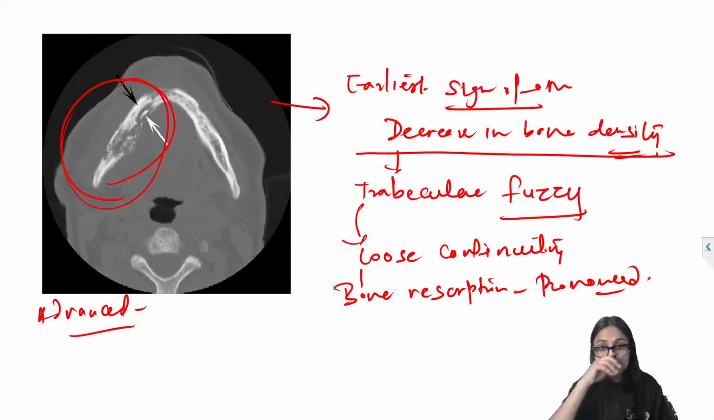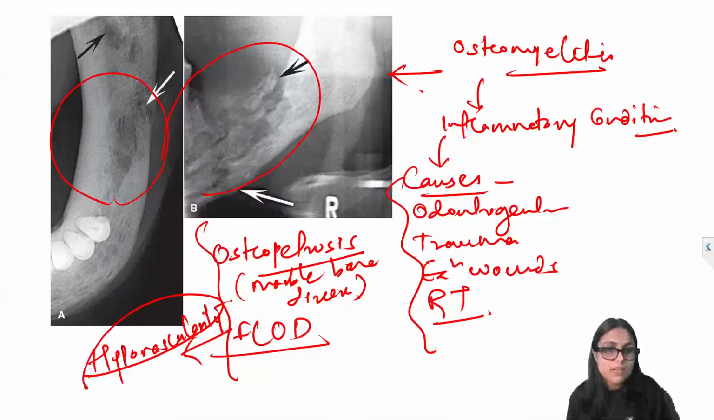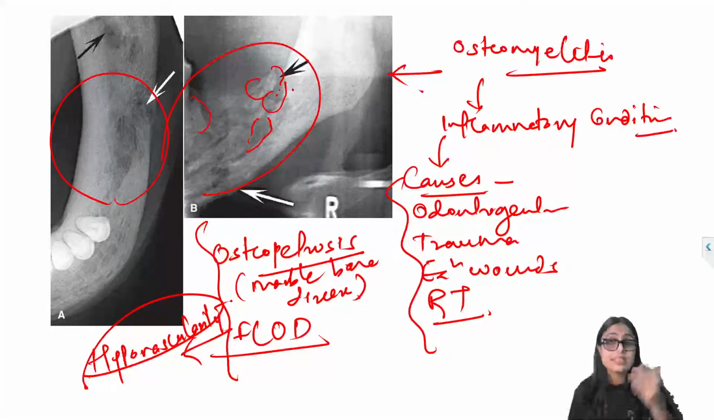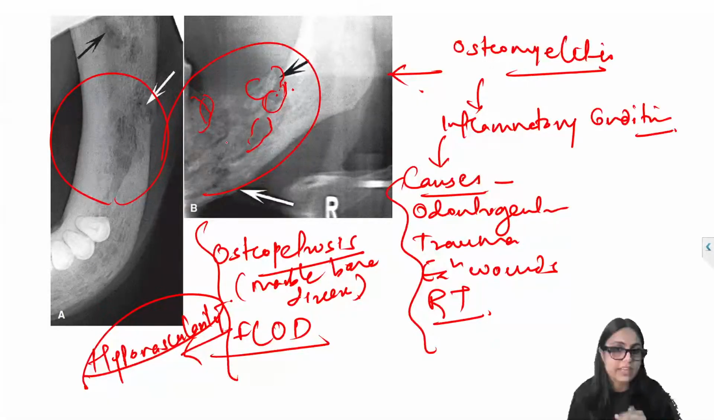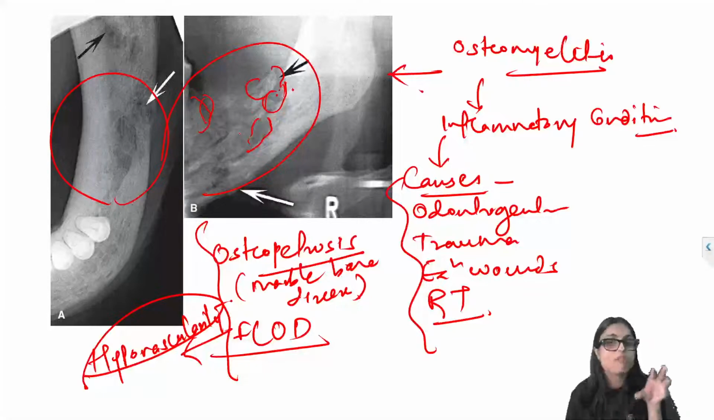How will it appear? There will be multiple foci. Can you see? There will be multiple foci of rarefaction. What is rarefaction? It is decrease in density. Okay. So multiple foci of rarefaction and sclerosis. So decrease in density as well as increase in density in some areas. And that will lead to fragmentation of bone, and the fragmentation occurs due to sequestration.